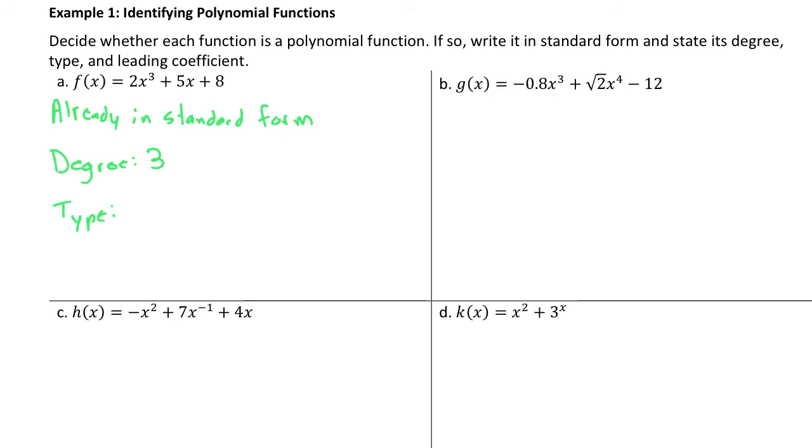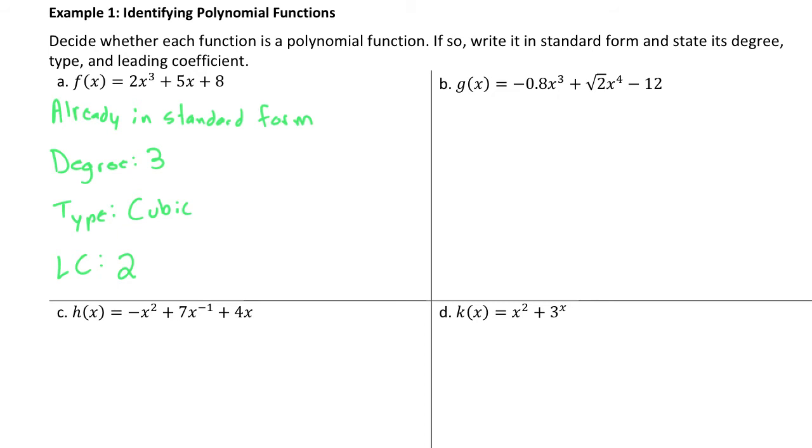If we look at the little table at the top, we call this a cubic function, or a cubic polynomial. And then its leading coefficient, I'm just going to write LC for leading coefficient. The leading coefficient is the number times the first variable, in the first term. So the leading coefficient of this polynomial is 2, okay?